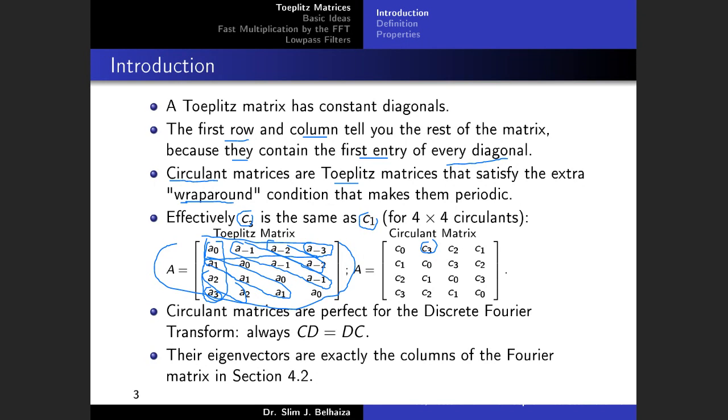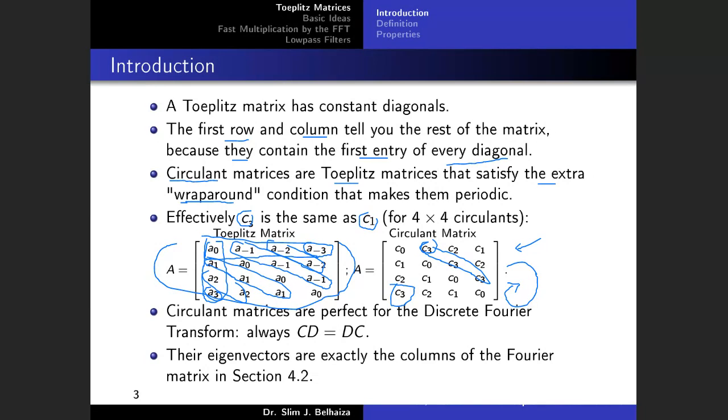On the other side, you have a circulant matrix, which, as you recall, here is a circulant matrix of size 4. You see that the C3, the remaining component, comes back here at the lower bottom element. Okay? So in fact, circulant matrices are Toeplitz matrices, but they satisfy this extra wraparound condition that they are periodic. In fact, you have kind of a period.